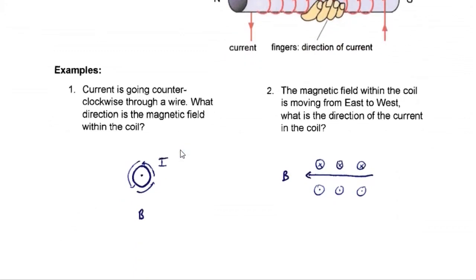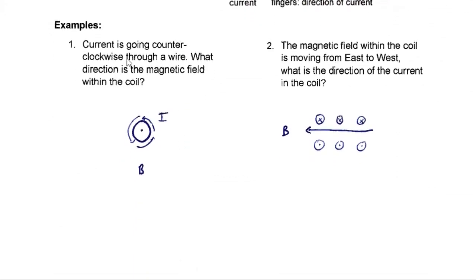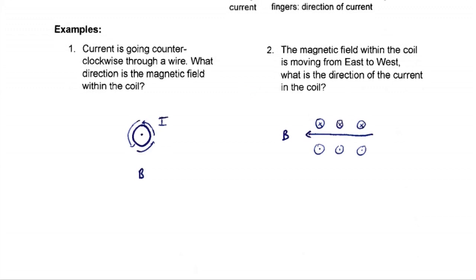So let's take a look at a couple of examples here. Example 1, current is going counterclockwise through a wire. What direction is the magnetic field within the coil? So what you'll do is try to find a way in which to have your hands curling counterclockwise. And what you'll notice is for that to work, your magnetic field is going to be pointing towards yourself or out of the page.